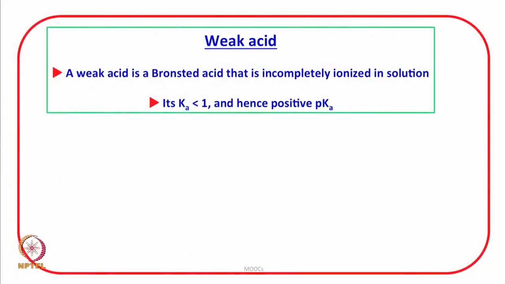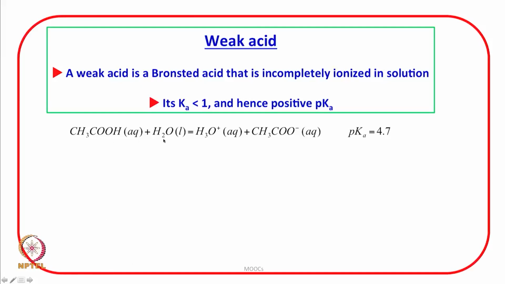Let us take certain examples. We take the example of acetic acid. Acetic acid in water will have this ionization reaction. The proton is donated to water and hydronium ion is produced plus CH3COO minus ion is formed, and the pKa value is 4.7.